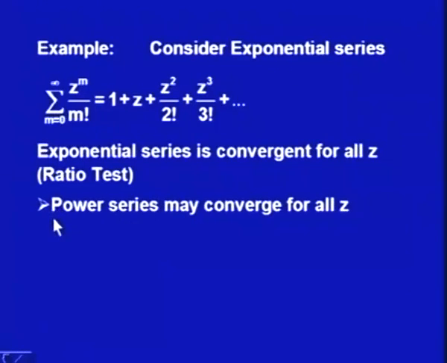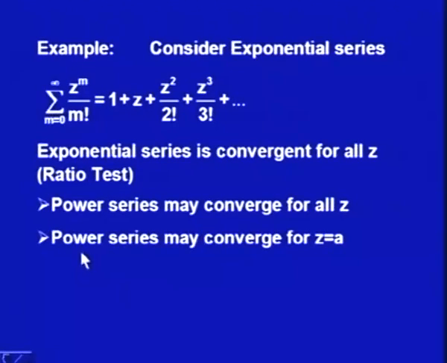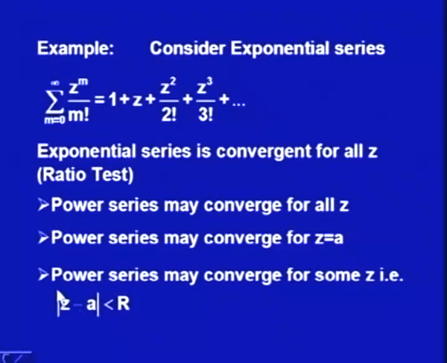So, we have seen that the power series may converge for all z. The other possibility may be that a given power series may converge only for z equal to a, and in the third case the power series may converge for some values of z, but for others it may not converge. Like we can say that the power series is convergent in the region where mod z minus a is less than r, but for others it may not converge. So, these are different possibilities.